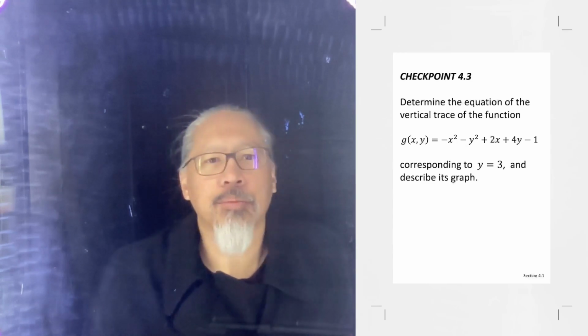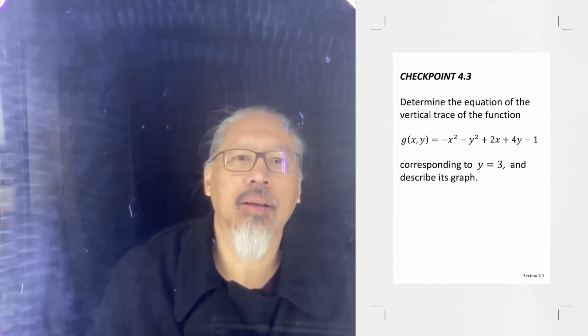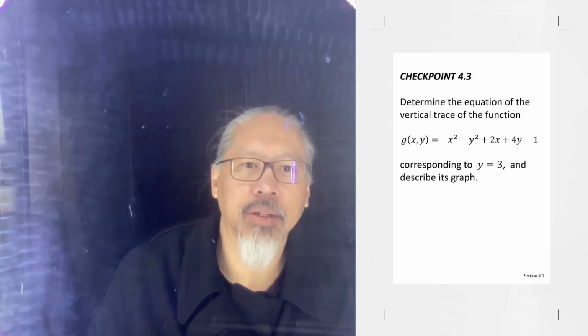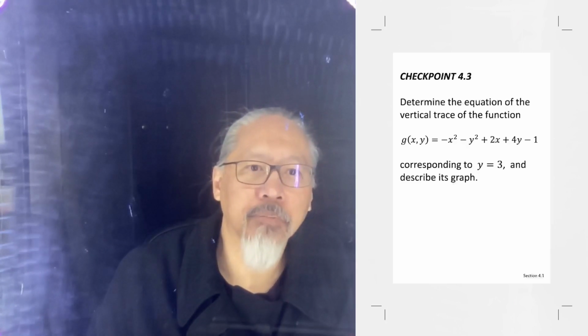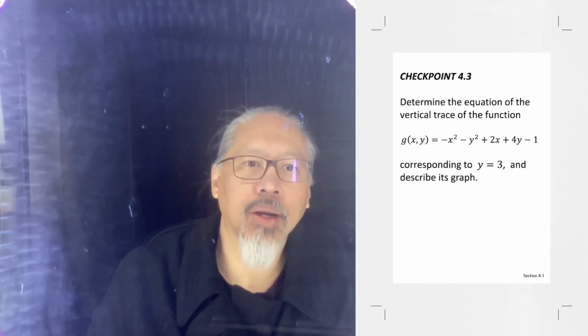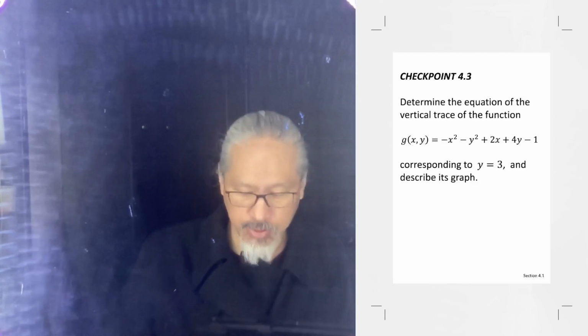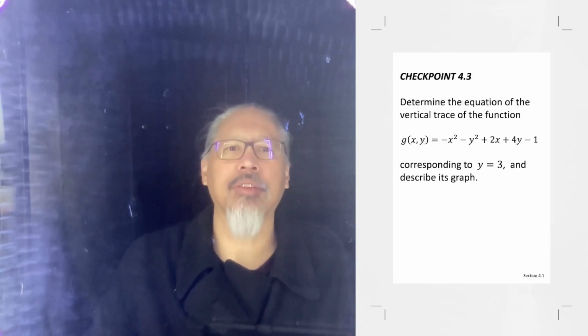Hello, this is checkpoint 4.3. They want us to determine the equation of the vertical trace for the function g of x, y is equal to negative x squared minus y squared plus 2x plus 4y minus 1. And they want the trace corresponding to y is equal to 3. And then they want us to describe the graph.